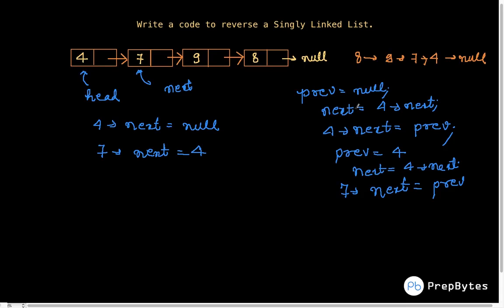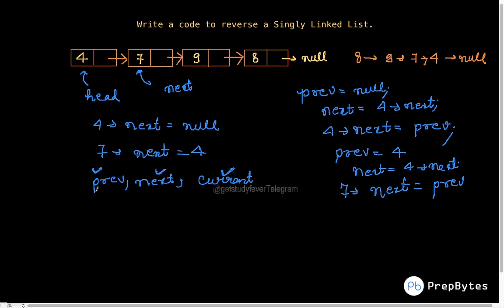Here I see that I'll need 3 things. Number 1, I need a prev. Number 2, I need a next, and one more thing that I need is current. Current is the one whose next is getting changed. Prev is the one which becomes current's next, and next is the actual next of current.